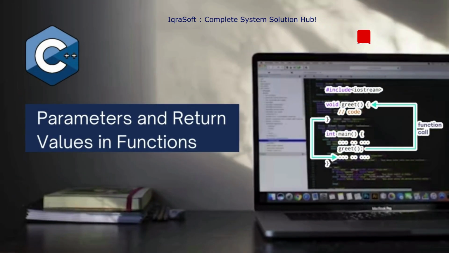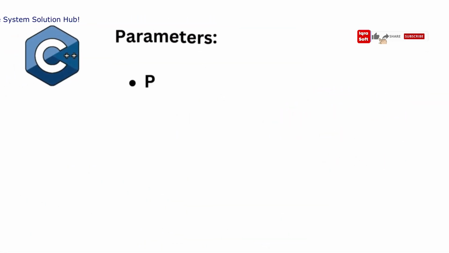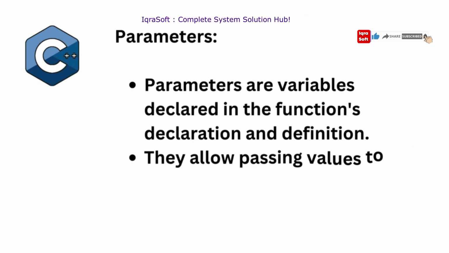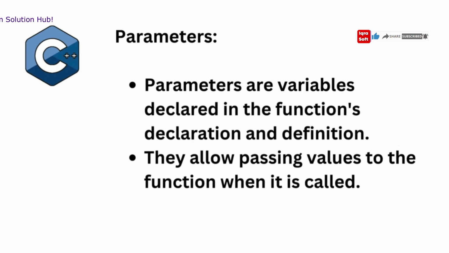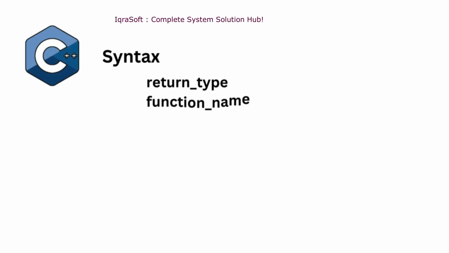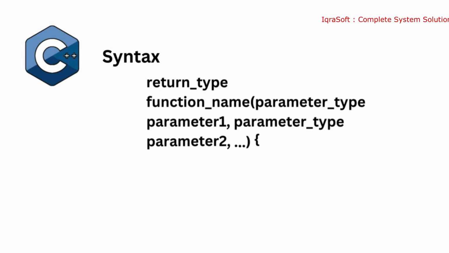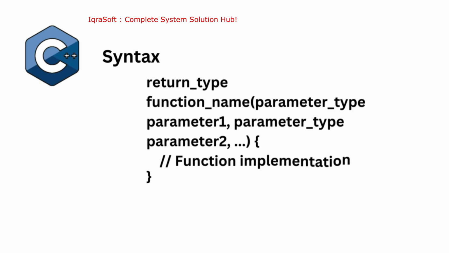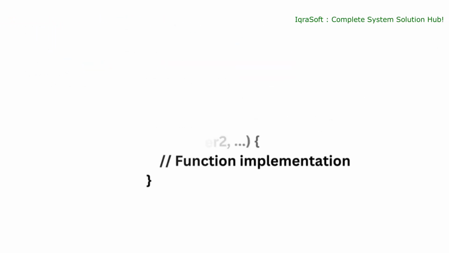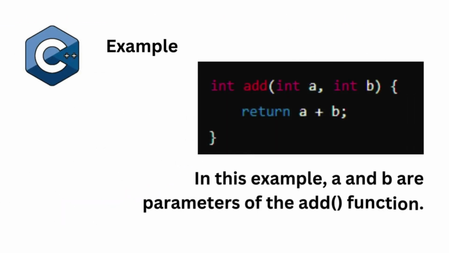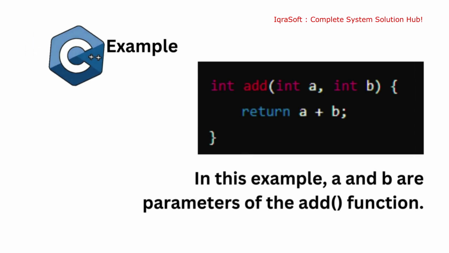Parameters and return values in functions. Parameters are variables declared in the function's declaration and definition. They allow passing values to the function when it is called. Syntax: return_type function_name(parameter_type parameter1, parameter_type parameter2) { function implementation }. Example: int add(int a, int b) { return a + b; }. In this example, a and b are parameters of the add function.